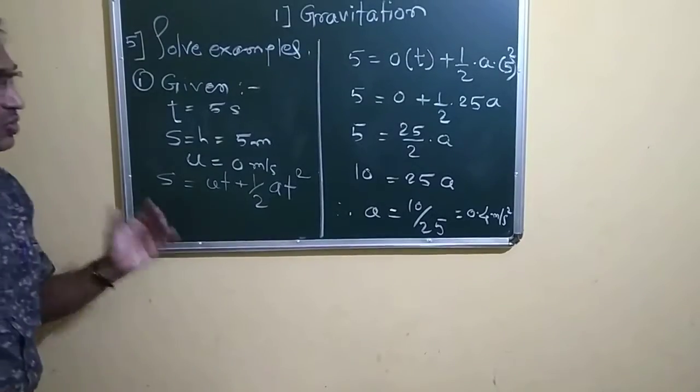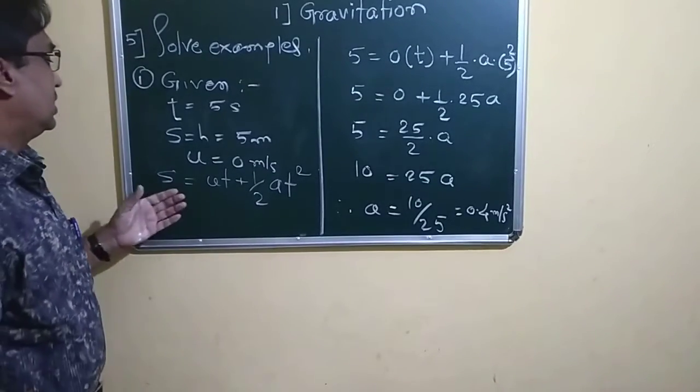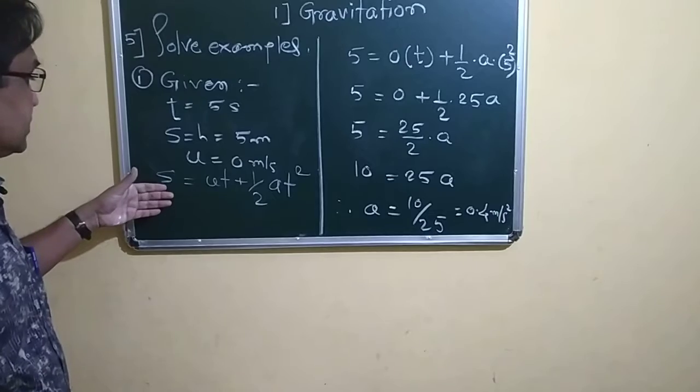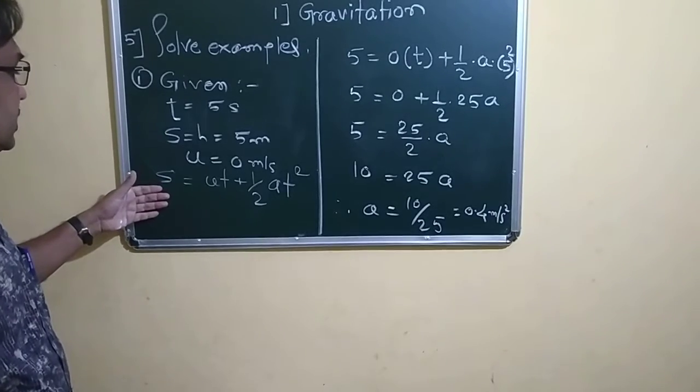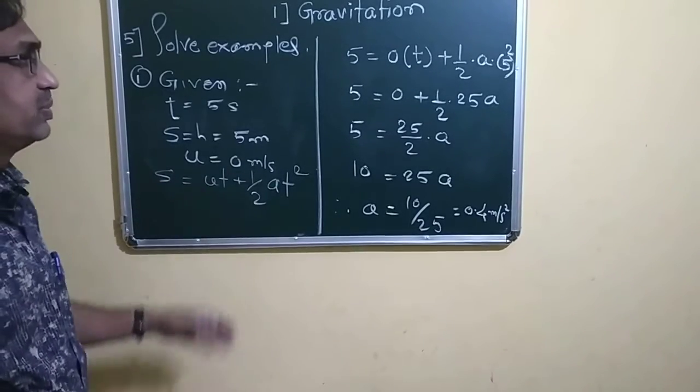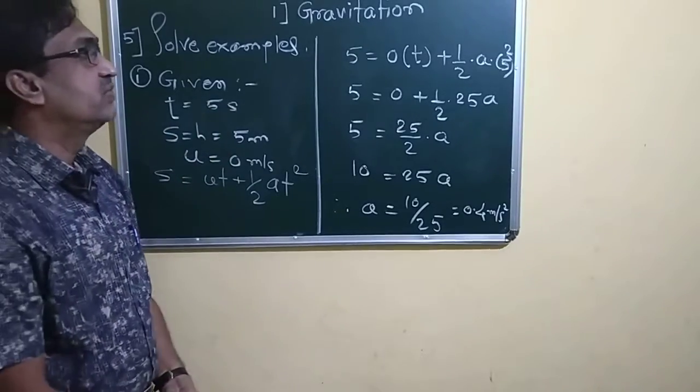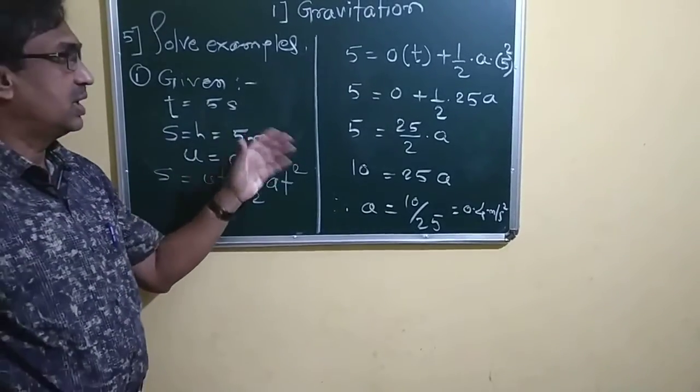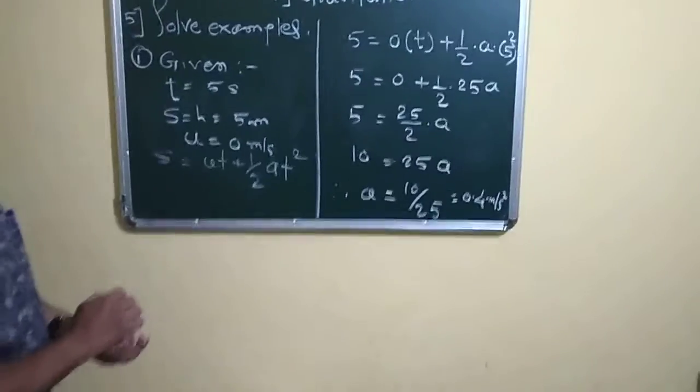In this way we have to solve the first example using the second kinematical equation, S is equal to ut plus half at square. By putting these values we can solve the first example. I think you have to understand these things. So now we take a second example.